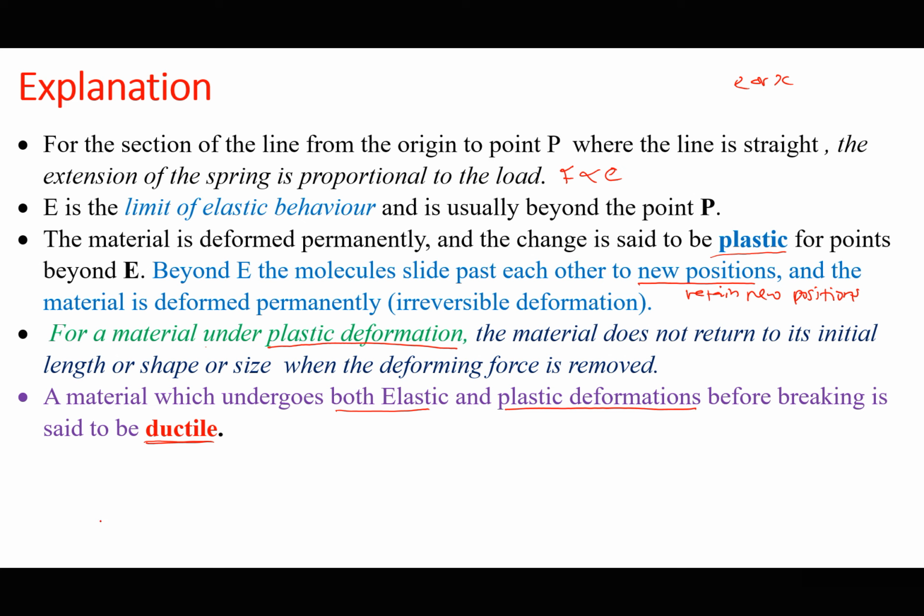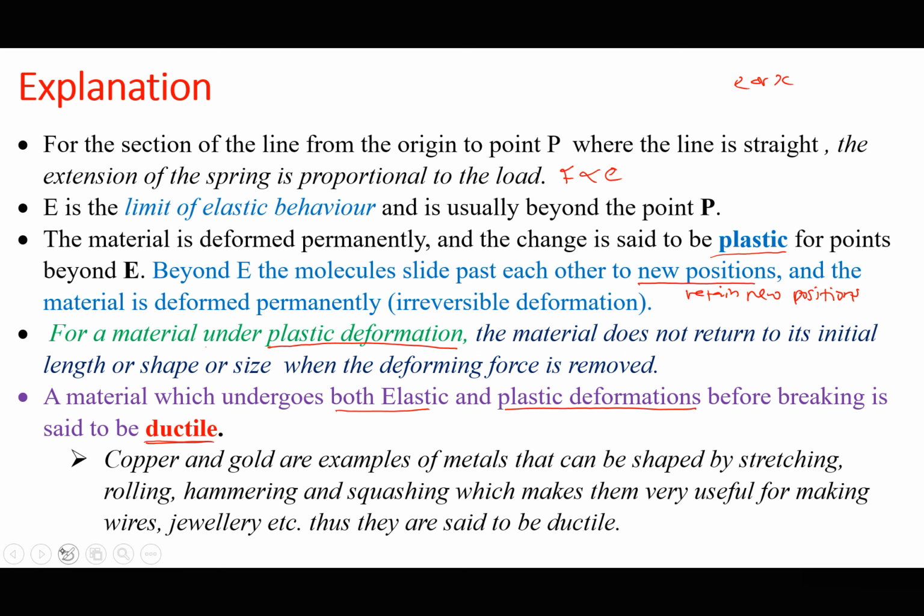Of course, such a material is very useful. It can be molded into several shapes without breaking. So copper and gold are common examples of such ductile metals because they can be shaped by stretching, they can be rolled, they can be hammered, they can be squashed into several shapes, which makes them useful for wires like the ones we use at home for electrical wires, and jewelry, and thus they are said to be ductile. So those are ductile materials.